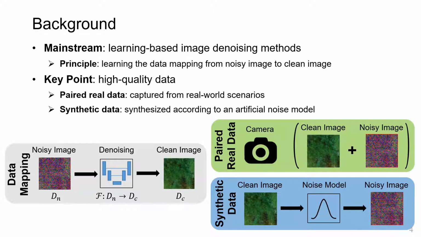There are two kinds of data. One is the paired real data captured from real-world scenarios. The other one is the synthetic data synthesized according to an artificial noise model. In recent years, many low-light denoising works have also focused on the data and made amazing progress.